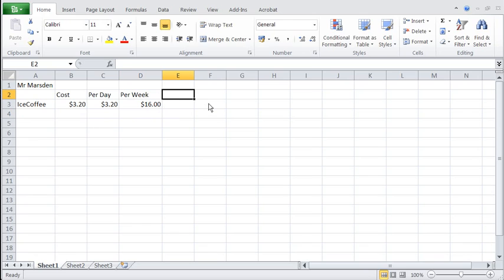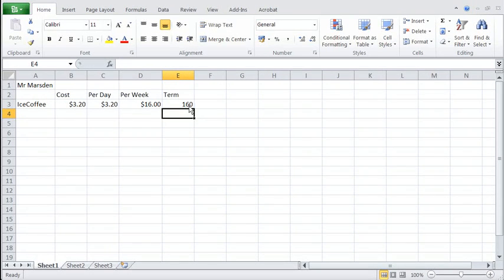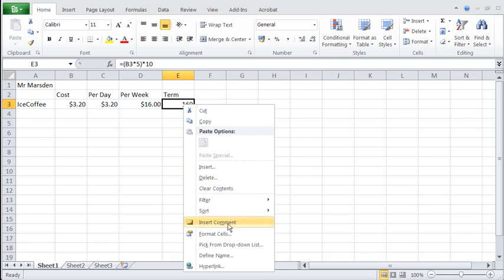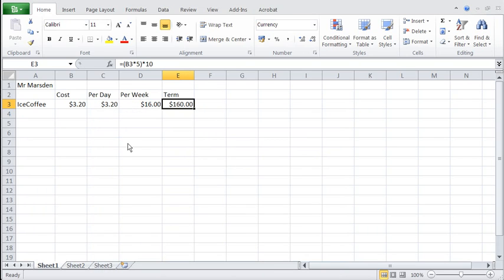If we look at this per term, and we know that there's 10 weeks in a term, we could then say the cost times 5, which will give us the week, and I'll just encapsulate those in brackets to make them consistent, and if I times that then by 10 for 10 weeks, that then gives us 160. Now once again I can format the cell in there and go to currency, Australian two places. So in a term you could spend $160 on iced coffee.